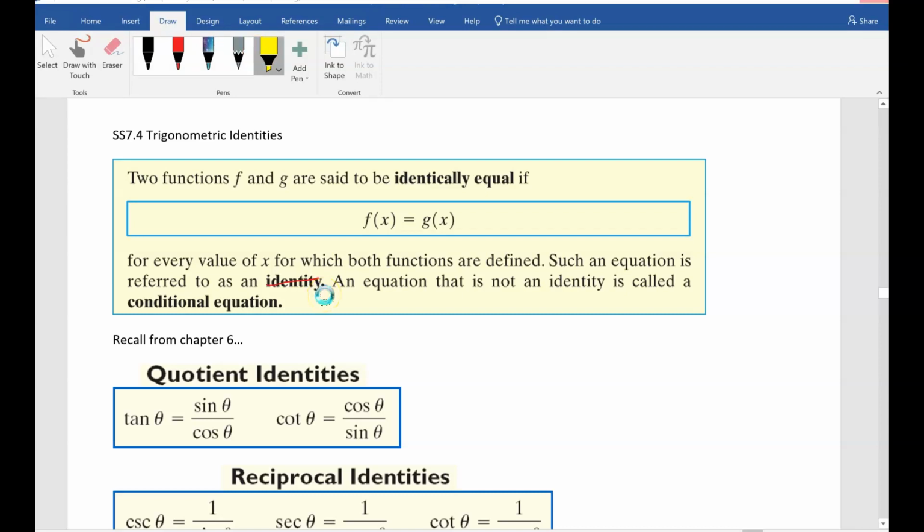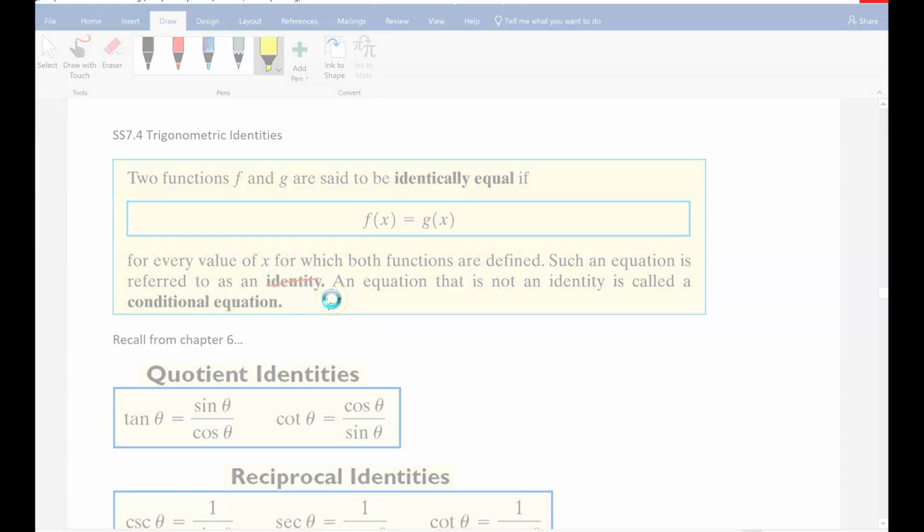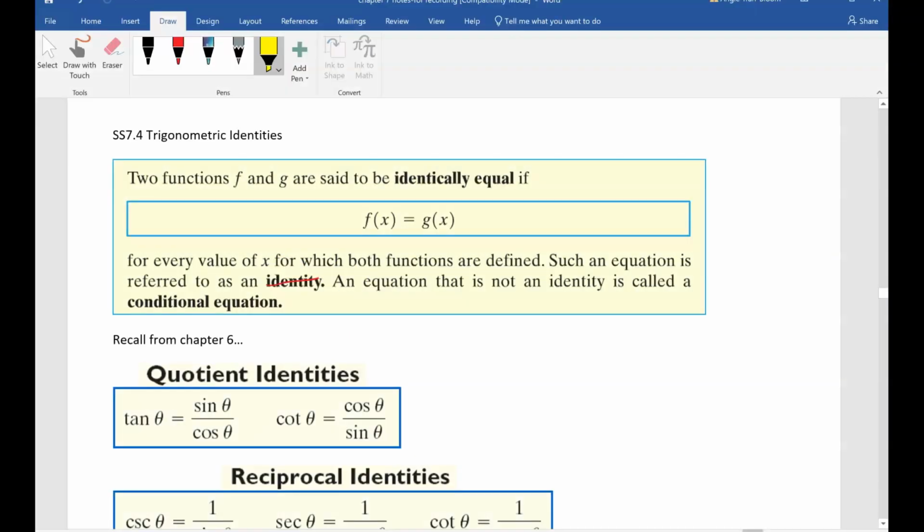Okay, so, whoa, it's frozen. Give me 1 second. It's not responding. Come on, Microsoft Word. All right, there you go. So an identity is an equation, which means they are equal to each other. An equation that is not an identity is called a conditional equation. So we don't need to worry about conditional equations. We are going to be working with identities.